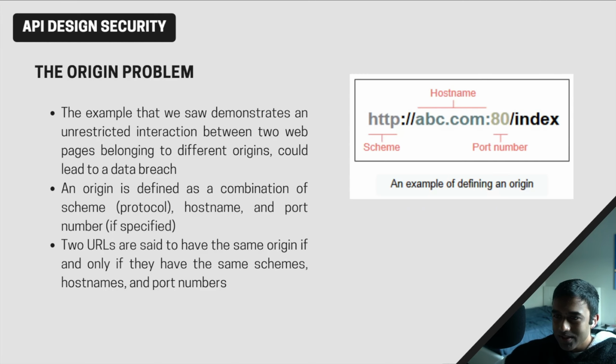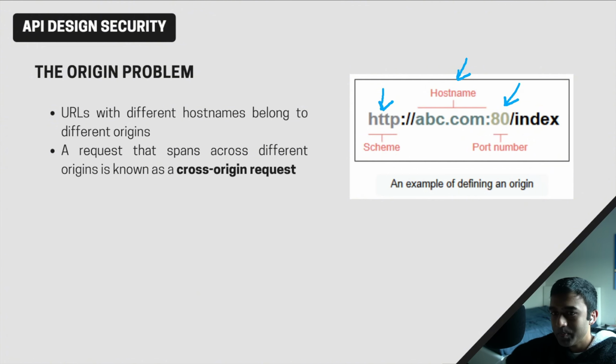So let's talk about the origin problem. The example that we saw demonstrates an unrestricted interaction between two web pages belonging to different origins, which could lead to a data breach. An origin is defined as a combination of the scheme, the host name, and the port number, if it's specified. Two URLs are said to have the same origin if and only if they have the same schemes, host names, and port numbers. URLs with different host names belong to different origins. A request that spans across different origins is known as a cross-origin request.